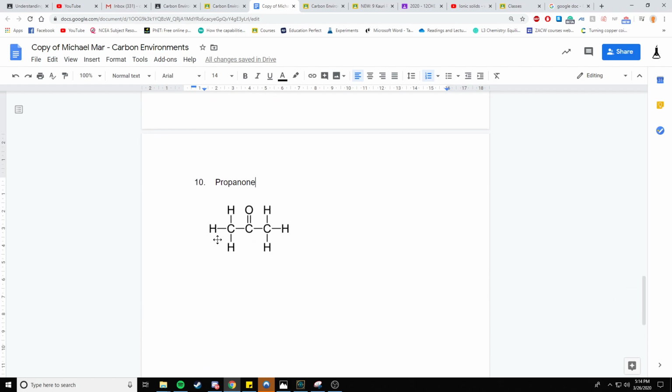Same thing's happening here. These 2 carbons, the CH3s at the end, are identical to each other, meaning we only have 2 carbon environments despite the molecule having 3 carbons in them. Okay?